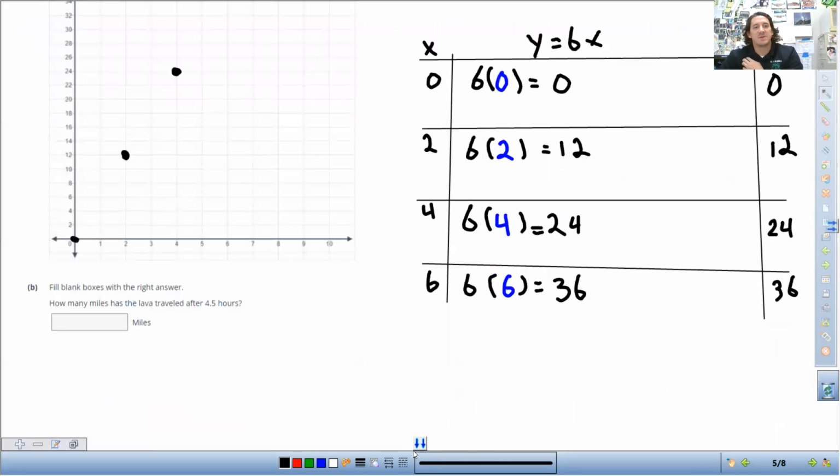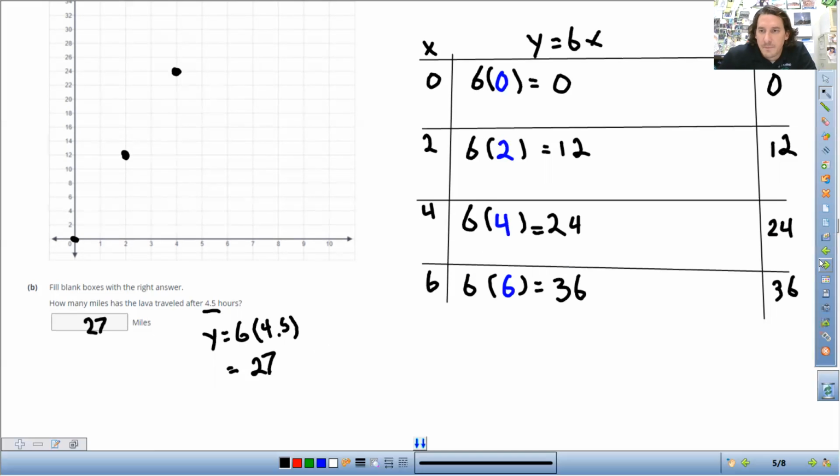And then there is one more part to your assignment here. How many miles has the lava traveled after 4.5 hours? So this is going to be the input for this one. So y is equal to 6 times x. And in this case, x is 4.5. So 6 times 4.5 comes out to 27. So after 4.5 hours, the lava's moved 27 miles.